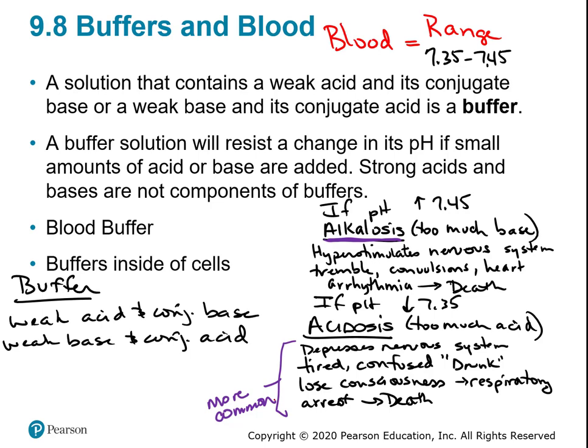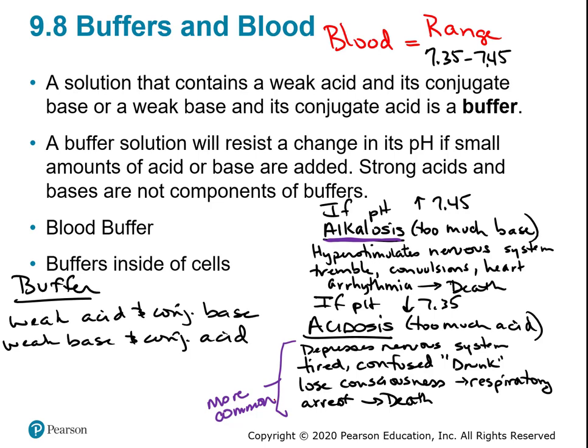So buffers are the number one way that you actually maintain this balance. And it's one of the reasons we talked about acids and bases and conjugate acids and bases, because a buffer is present in all of your body fluids, and buffers are made of a weak acid and its conjugate base, or a weak base and its conjugate acid. So if you add an acid and a base, what's that called? They neutralize each other, right? So an acid and a base make salt and water.